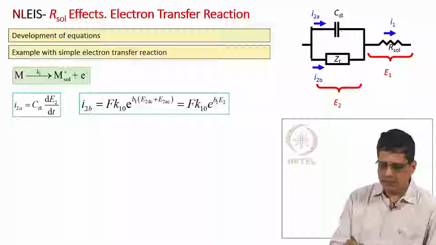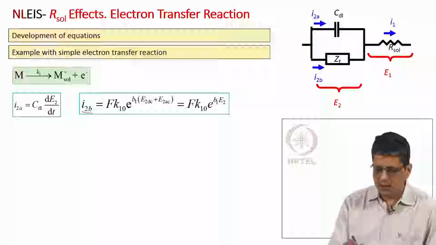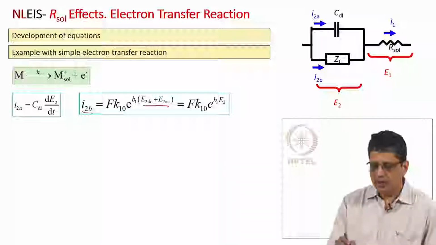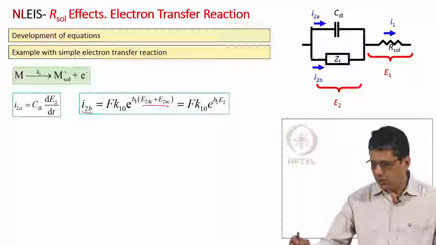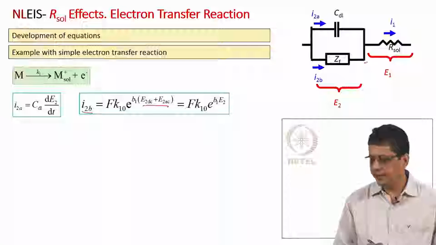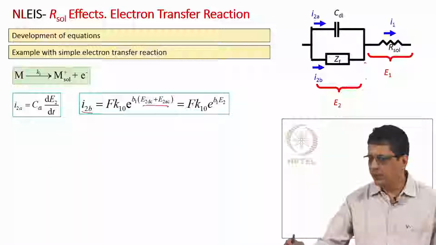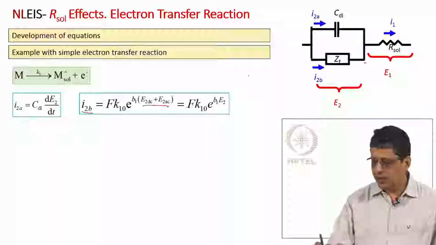And for the Faradaic impedance, we know how to relate this current to the potential. In general, we would write it as E. In this case, we would write it as E DC plus E AC, but that is only the E occurring across this interface. So, we call this part E2, we call this potential drop E1, and the sum of E1 and E2 is what we apply.